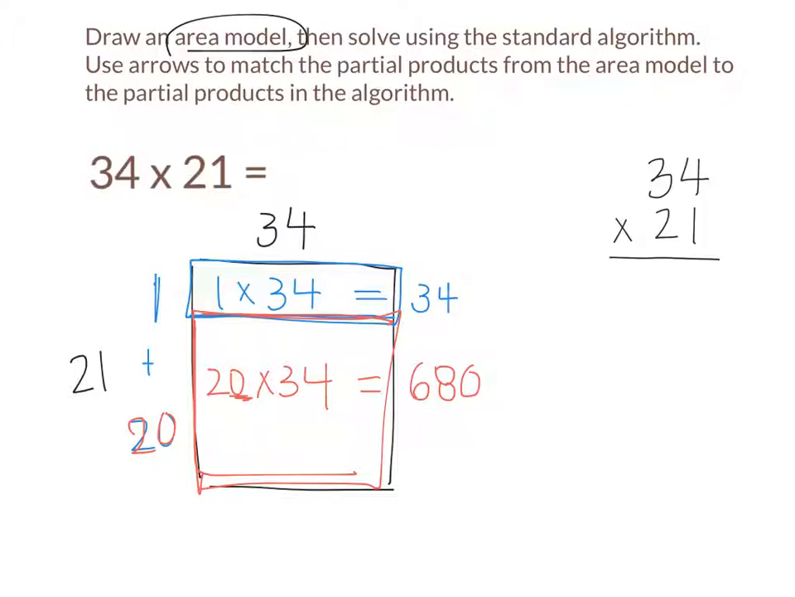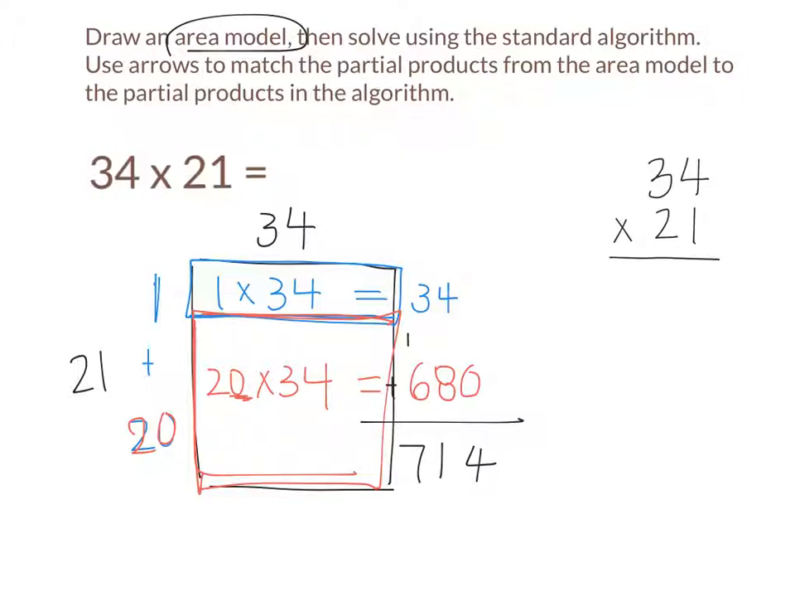So how can I find the total product? I can add them together. So I can do 4 plus 0 is 4. 3 plus 8 is 11, and then 1 plus 6 is 7. So what's the total product? 714. Do you see how when I add the partial products up, I get the total product? Yeah. Very good. Now, let's turn our attention over to the standard algorithm.